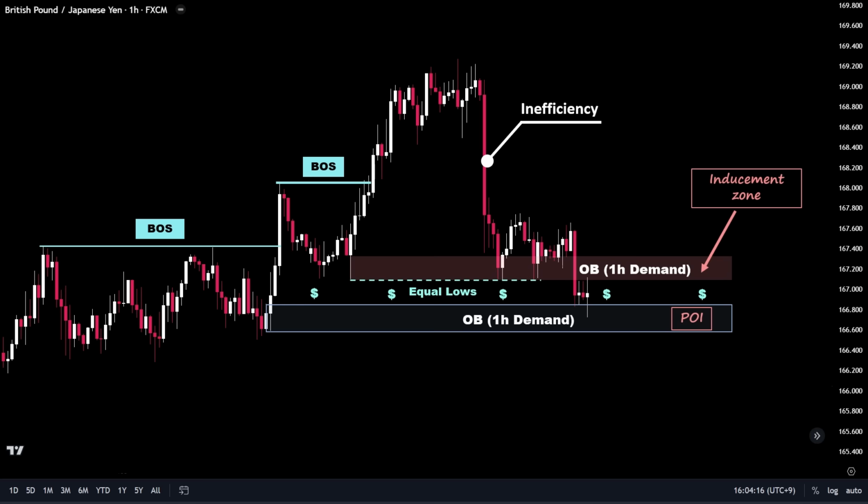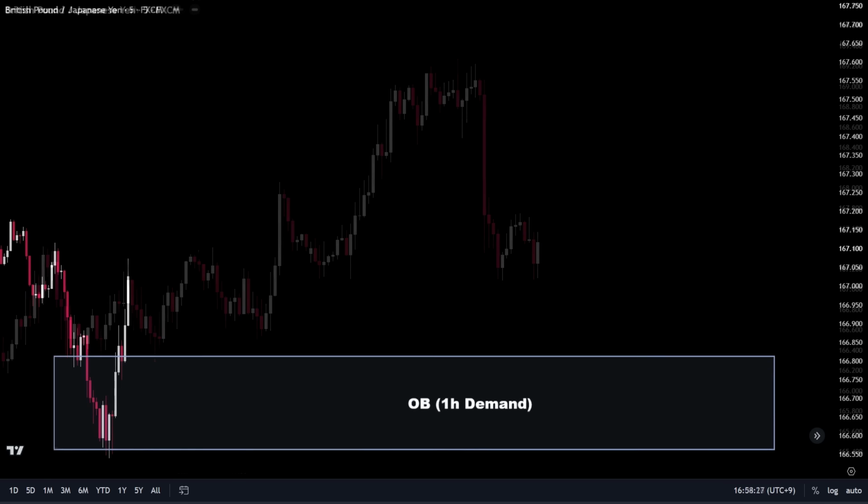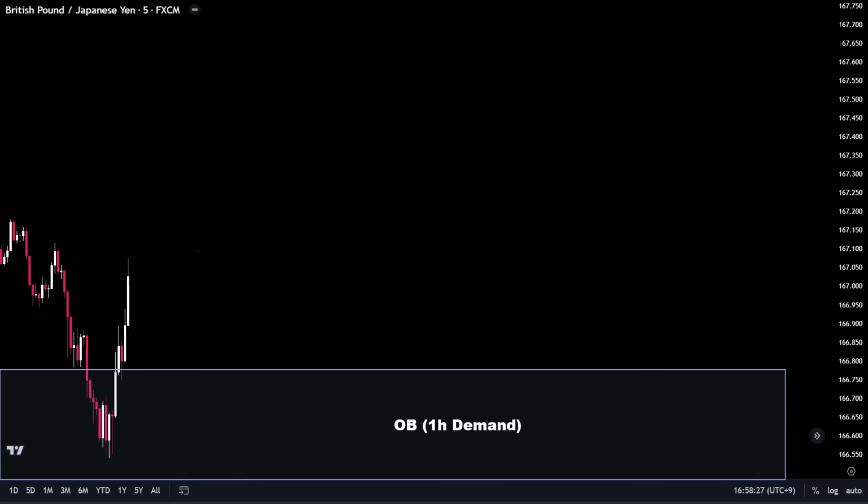action and look for any signs of a change in character. Here, on the 5-minute time frame chart, we can spot a change of character as the price broke the structure to the upside, leaving behind an inefficiency. This signifies a potential shift in momentum. Additionally, we can identify the order block generated by the Chalk's wave, highlighting a significant point of interest.